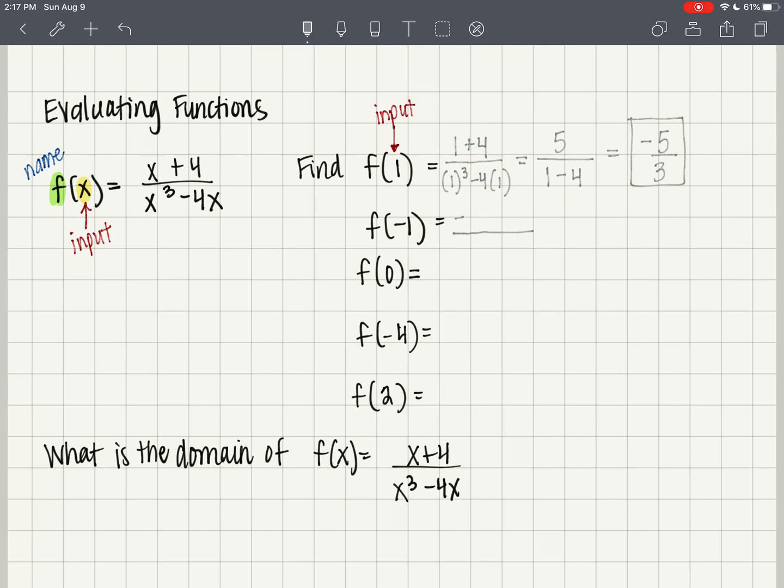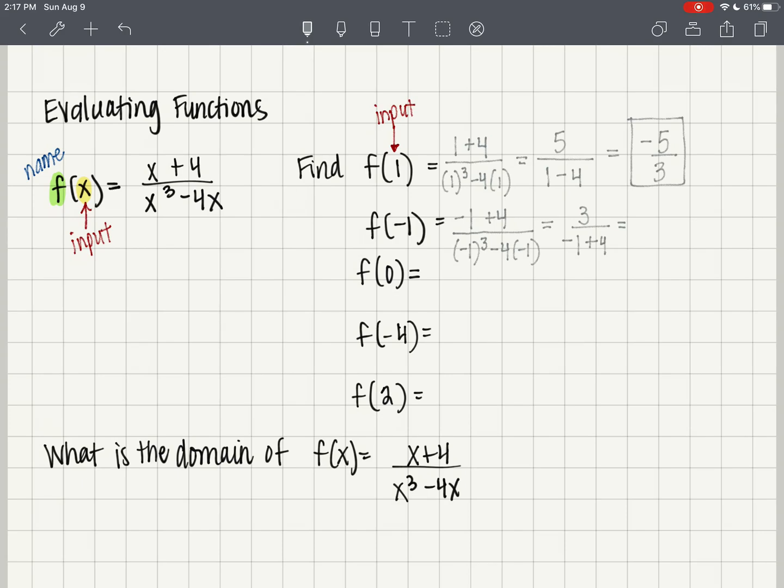Okay, f of negative 1, we're still going to use the f function. Wherever we see x, we're going to put negative 1 in its place. So negative 1 plus 4, and then we have negative 1 cubed minus 4 times negative 1. Well, negative 1 plus 4 is 3. Negative 1 cubed is negative 1. Negative 4 times negative 1 is positive 4. 3 over 3.